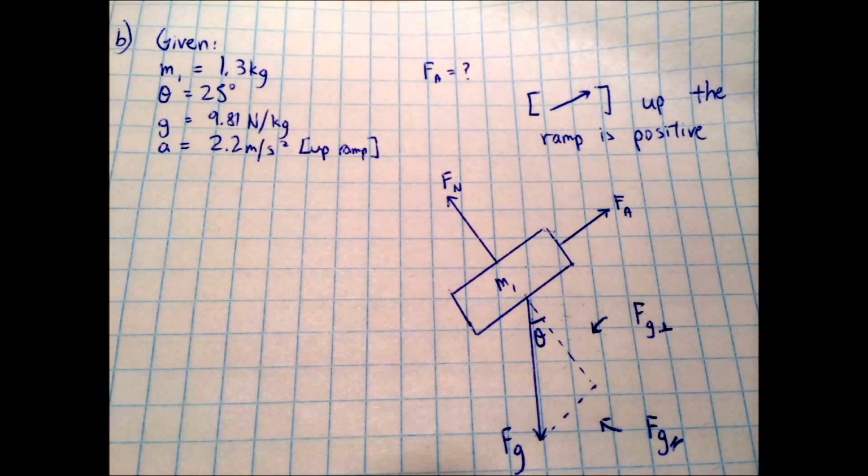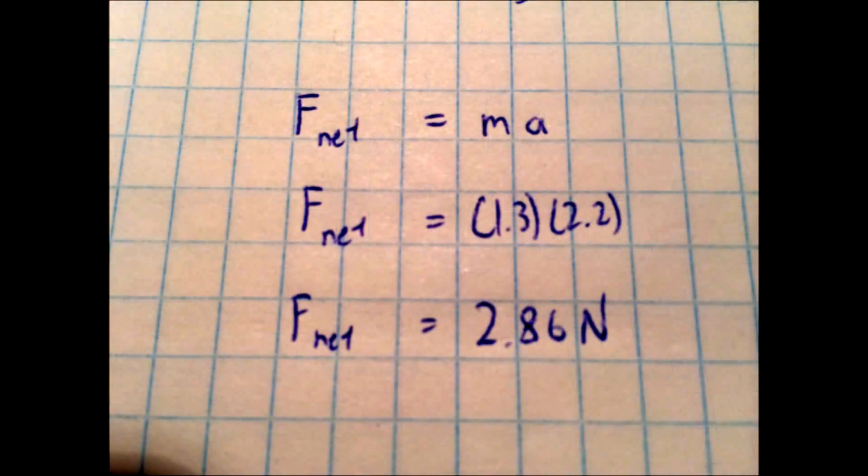For part B, we list our givens and draw our FBD again. Our only new given here is that our acceleration is 2.2 meters per second squared up the ramp. Using this, we can solve for the net force acting on the system. Since we know Fnet equals ma, we can simply sub in our mass and our acceleration and find out that the net force is 2.86 newtons.